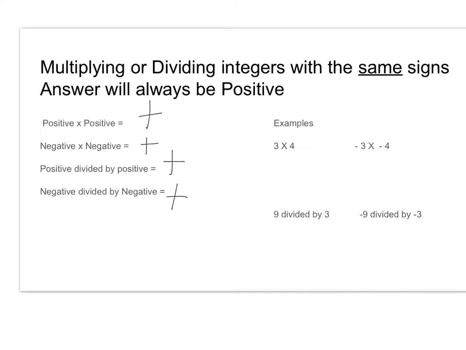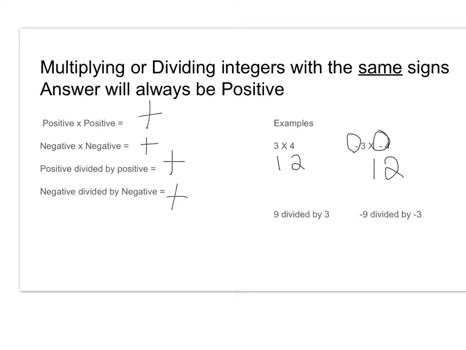So for example, we have 3 times 4. We know that's going to be 12. That's just two normal positive numbers that you've been seeing ever since elementary school. The next one, we have negative 3 times a negative 4. So our answer is going to be a 12, but is it going to be negative or positive? We have 2 negatives, so when it's the same sign, it's going to be positive. So it's just going to be 12.